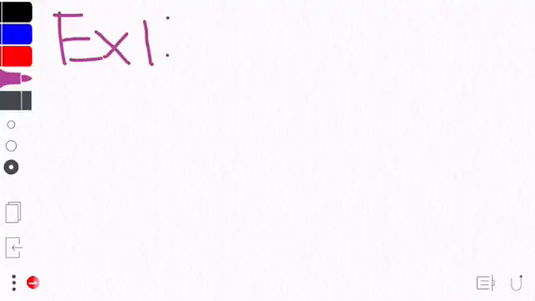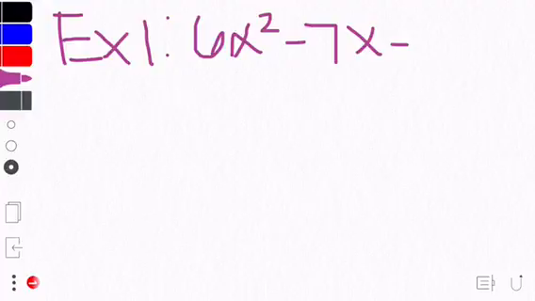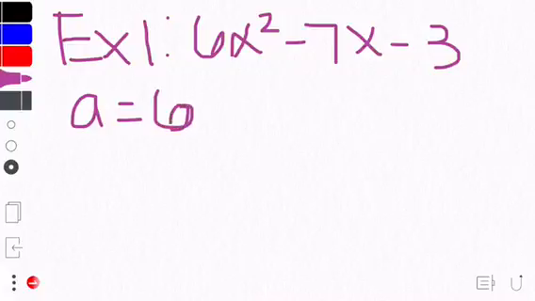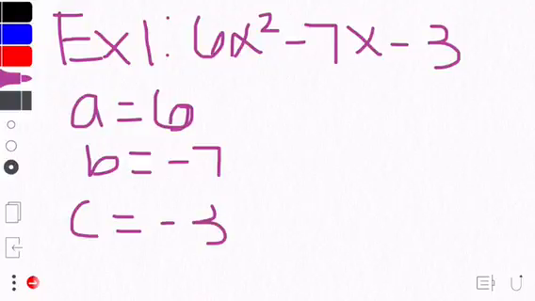For example 1, we will be trying to solve 6x squared minus 7x minus 3. A is 6 in this equation, B is negative 7, and C is negative 3. You can then plug the numbers into the formula.